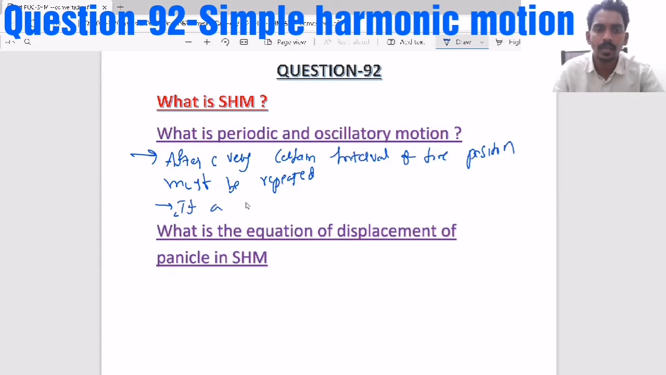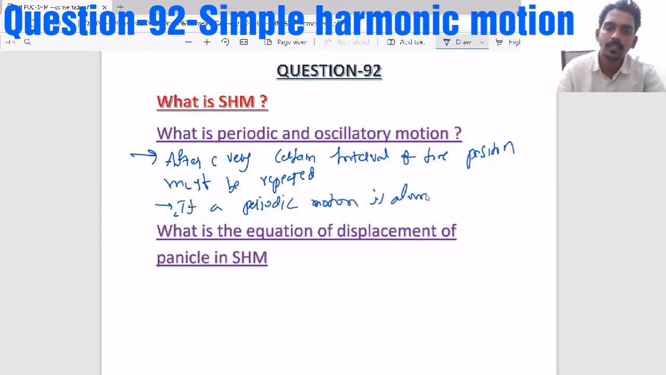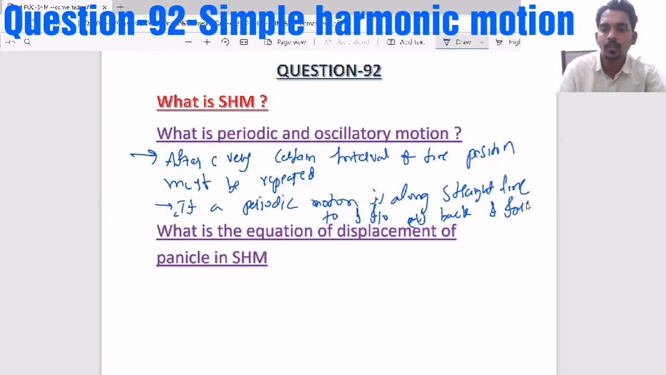Similarly, if a periodic motion is along a straight line, like to and fro or back and forth, then it is called oscillatory motion.